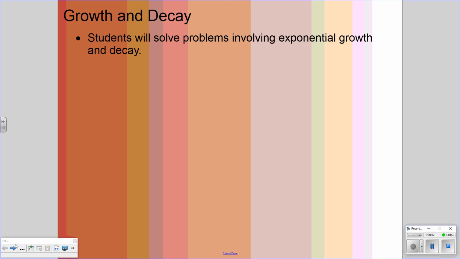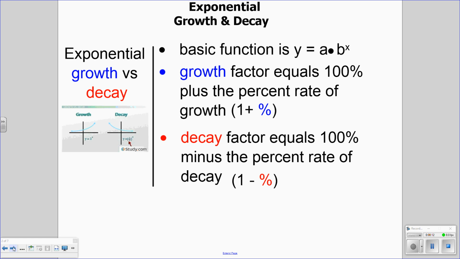Hey guys, in this lesson we're going to be discussing the differences between exponential growth and exponential decay. By the end of this lesson you should be able to solve problems that involve both exponential growth and exponential decay. Now we know that the basic equation for all exponential functions is going to be y equals a times b^x, where a represents the y-intercept and b is going to represent our growth or decay factor.